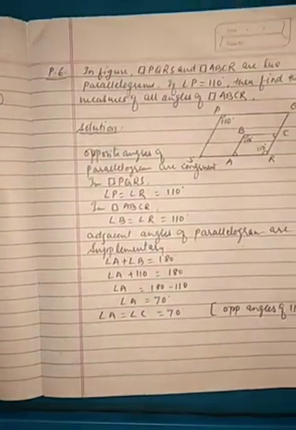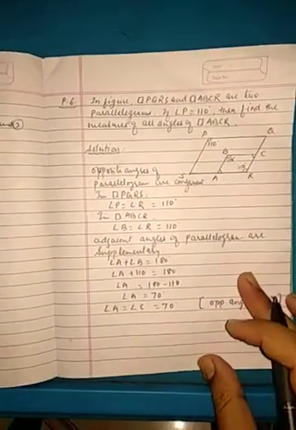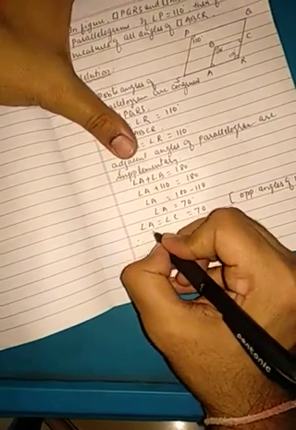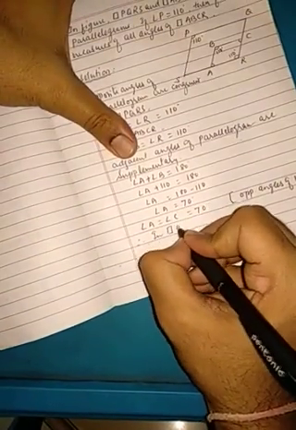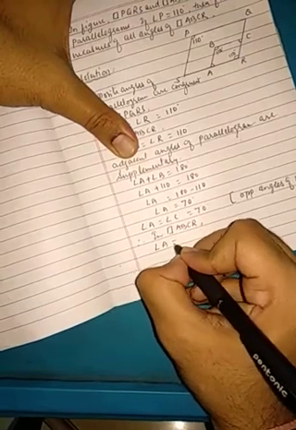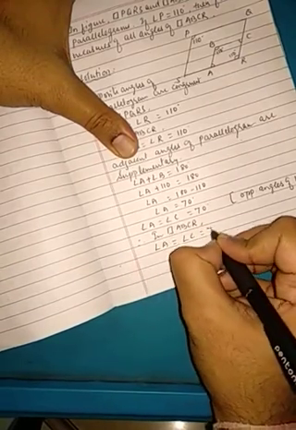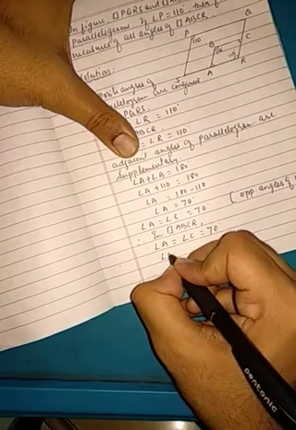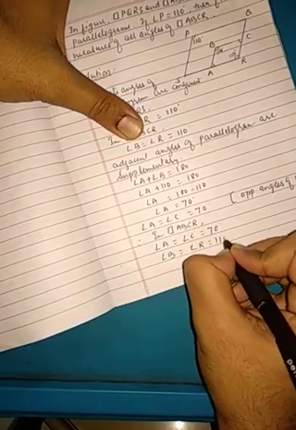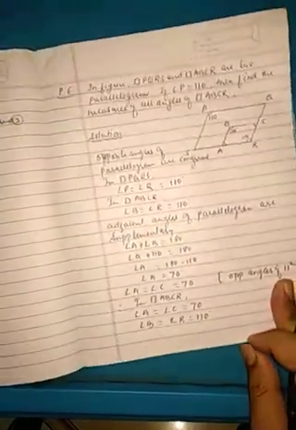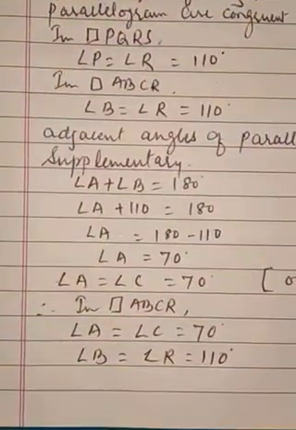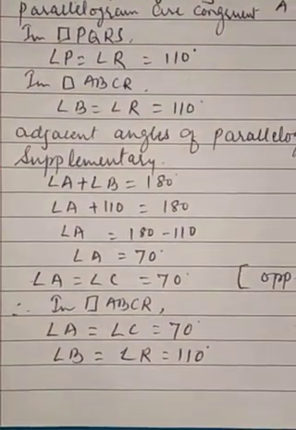So you got all four angles. You can write your answer once again. In quadrilateral ABCR, angle A is equal to angle C is equal to 70 degree. Angle B is equal to angle R is equal to 110 degrees. So this was the requirement. You were asked to find all four angles of parallelogram ABCR.